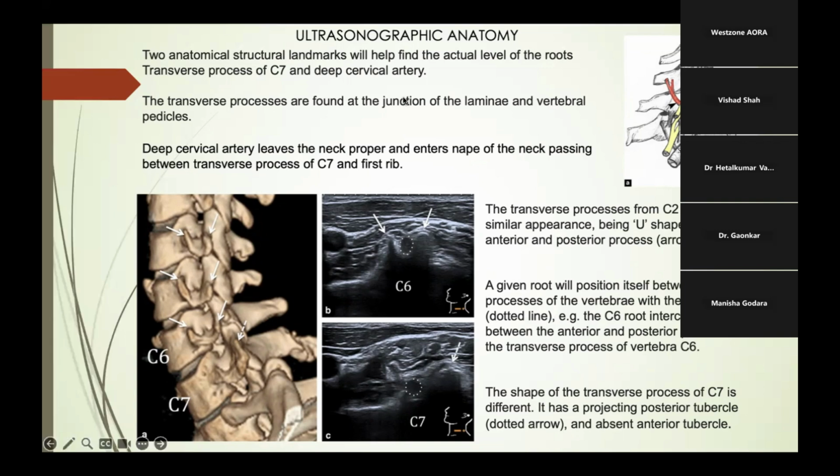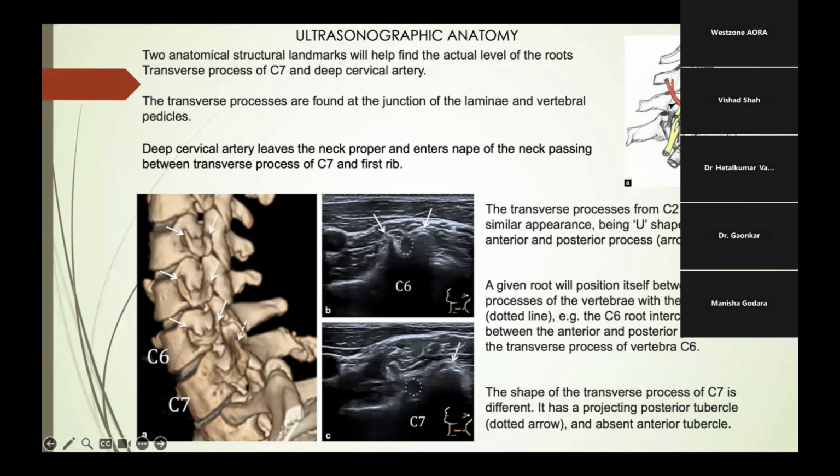The transverse processes are mainly found at the junction of the lamina and the vertebral pedicles. The deep cervical artery leaves the neck proper and enters the nape of the neck, passing between the transverse process of C7 and the first rib. The transverse processes of C2 to C6 have a similar appearance, being a U shape with an anterior and a posterior process. C6 has a prominent anterior tubercle, whereas a shorter posterior tubercle, also known as the Chassaignac tubercle, whereas C7 has a prominent posterior tubercle with an absent anterior one.